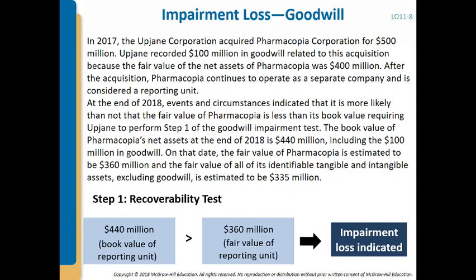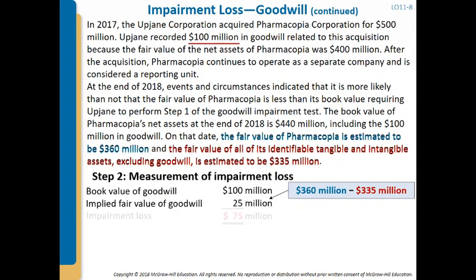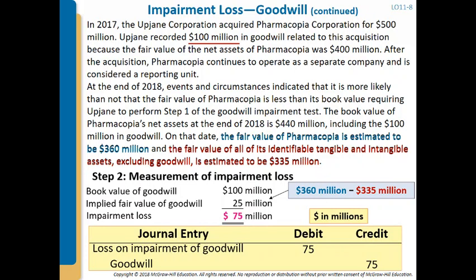So step one, definitely an impairment loss indicated. So you go to step two, and the implied fair value of goodwill, 25 mil, like I said. So you've got to take an impairment loss, and your new book value of goodwill is going to be 25 million.